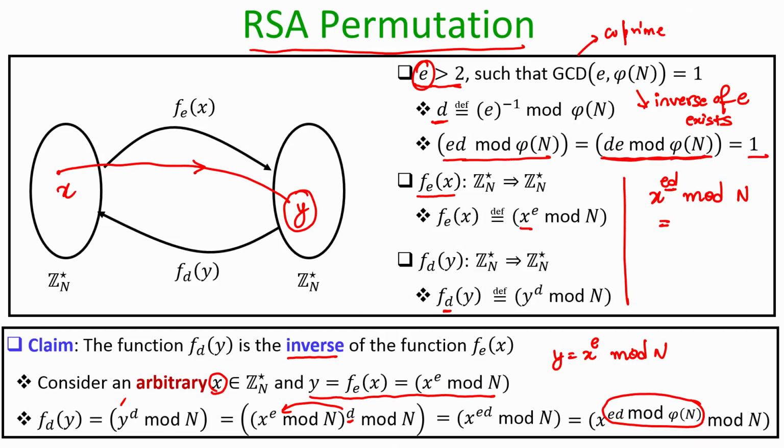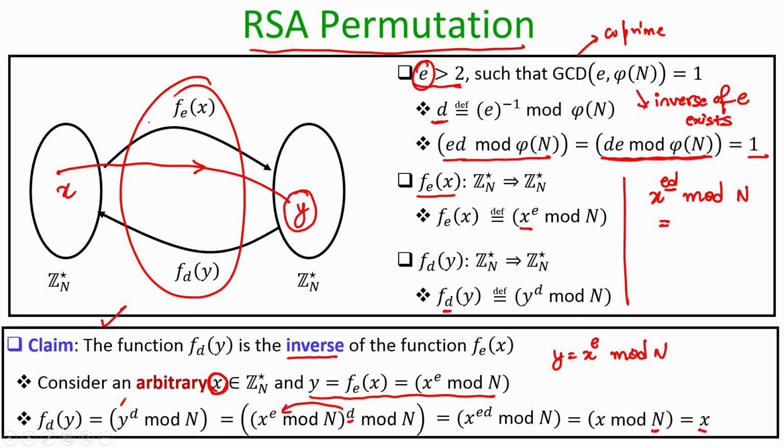So, E times D modulo n will be 1, which means the reduced exponent is now just 1, and x to the power 1 modulo n will be x only. Why so? Because x is an element of Z_n star, and since x is an element of Z_n star, it is strictly less than n, and hence the effect of mod will not take place at all when you are computing x modulo n, because you are not doing the wraparound, and hence the result will be x only. So, that shows that these two functions are inverse of each other.